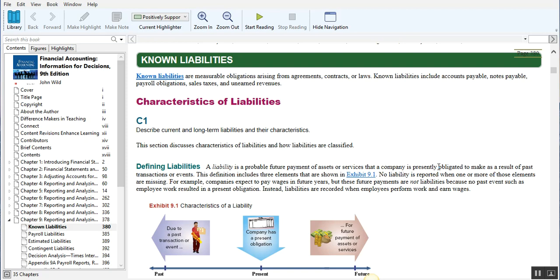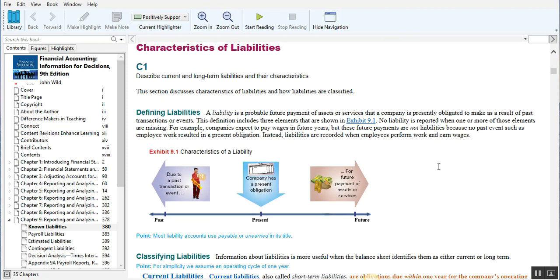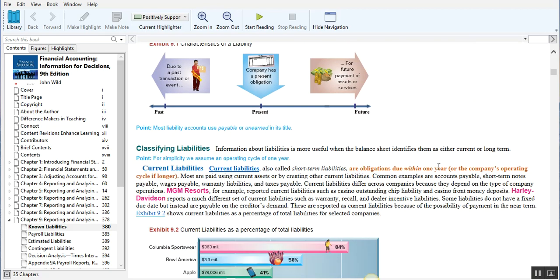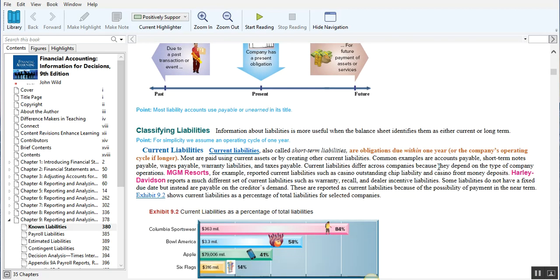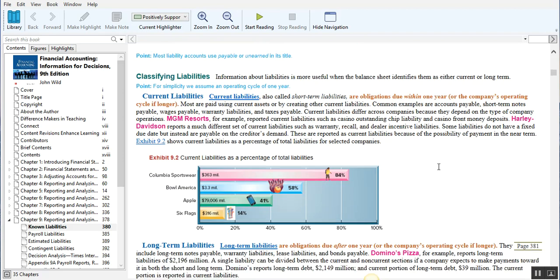So liabilities, what are they? Well, first of all, we define liabilities as a future payment that we're going to make based on something that's happened in the past, or a current obligation that we have, or something that may happen in the future. So basically, there are three ways that we can incur a liability. And there are two basic liability types. One will be a current liability, and the other one will be long-term.